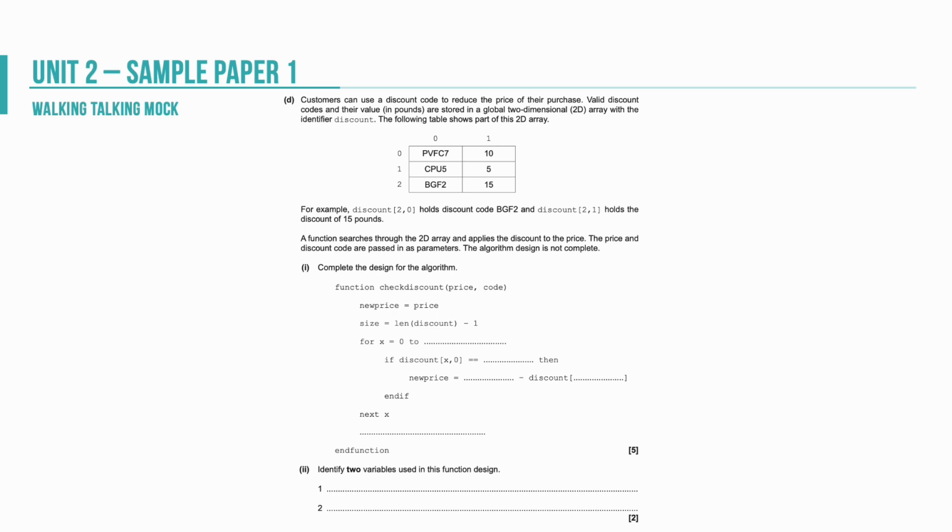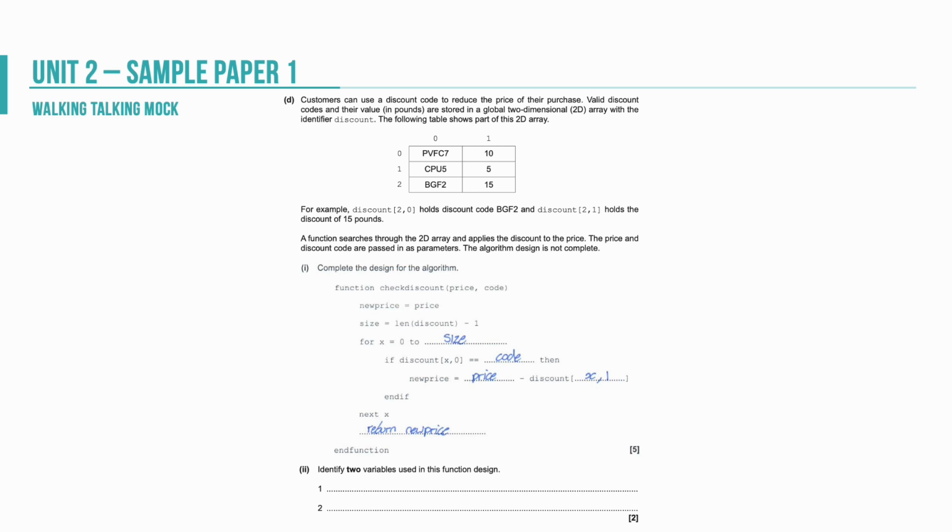So we've got a for loop. We're going from x equals 0 to something. We've got an if statement where we're checking if discount x, 0 equals something. We're setting new price, and we've got a blank towards the end. Now it's a function, so we know a function returns a value, so we know the bottom one is going to be returning something. But like I say, some of these other sections are a little bit more tricky.